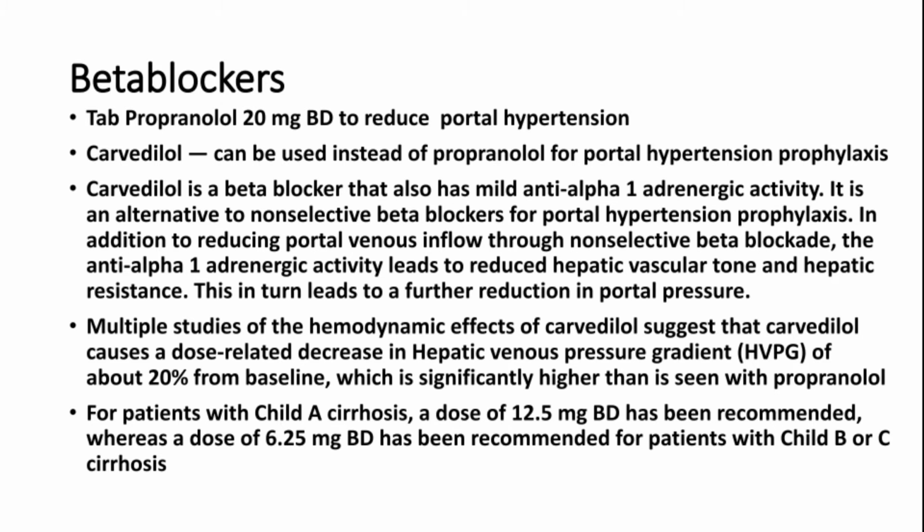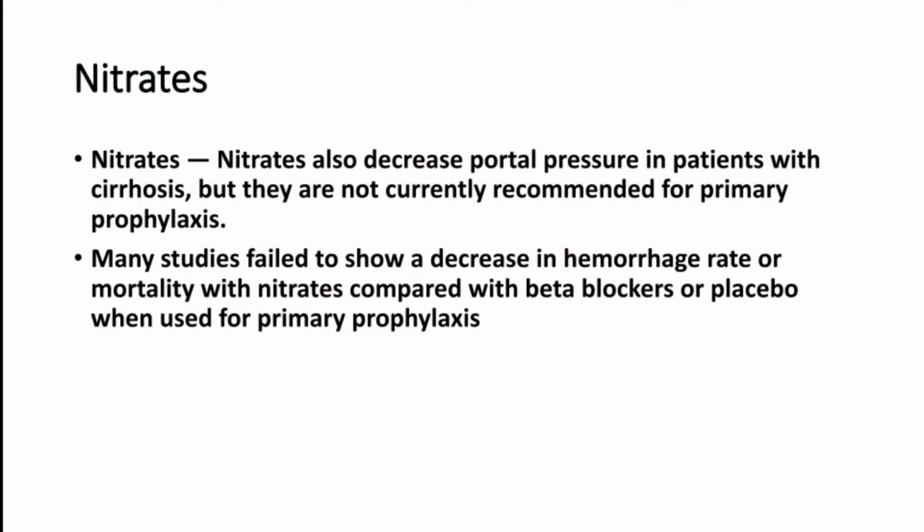So beta blockers are the next option. If beta blockers are contraindicated due to any reason, patient can be given nitrates, sorbitrate. Nitrates also decreases the portal pressure in patients with cirrhosis. But first line drug is beta blocker, that is carvedilol.